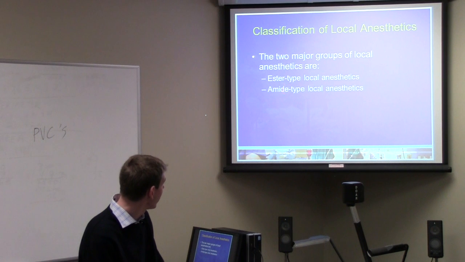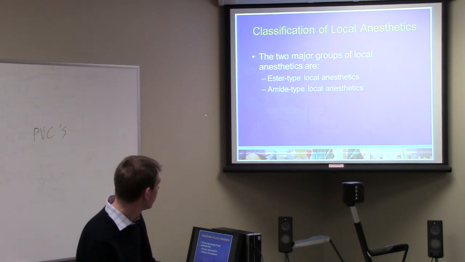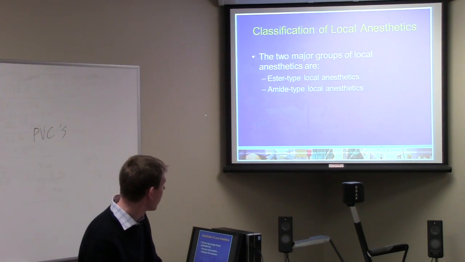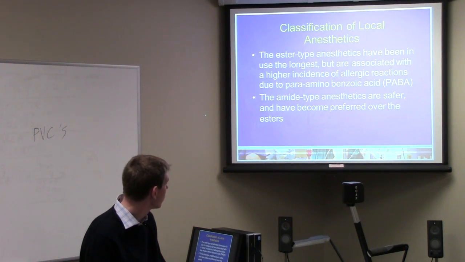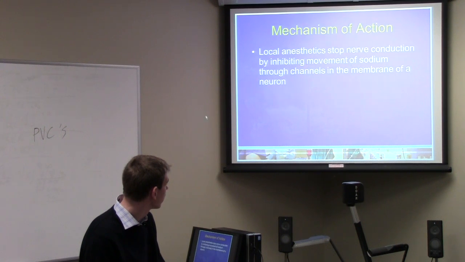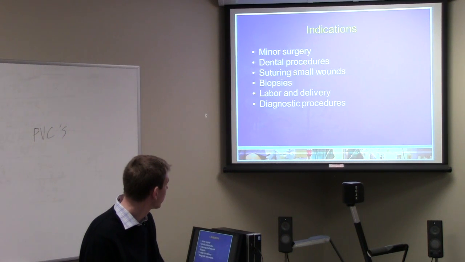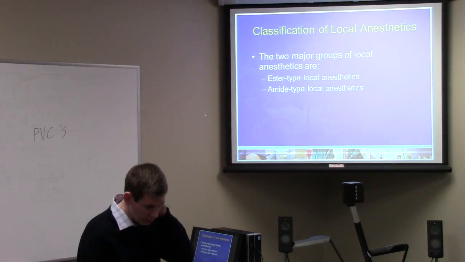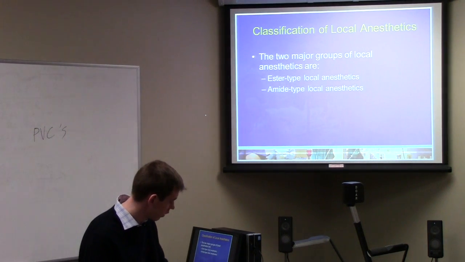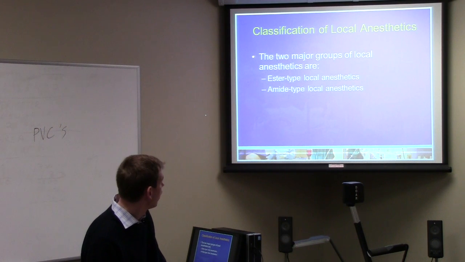The two main types of local anesthetics are going to be esters and amides. And this, again, just has to do with the chemical structure. There's a list in your book. You might have to glance over that list just so you have an idea of what we're talking about. You don't have to do it now, but I would glance over the list.